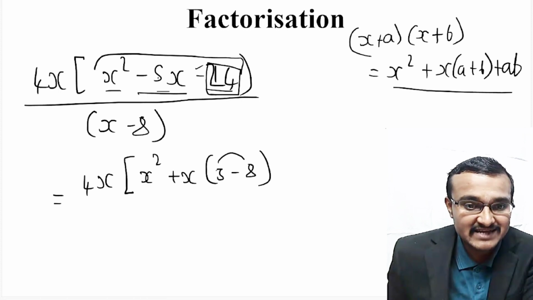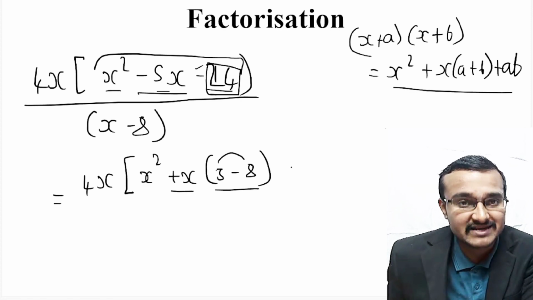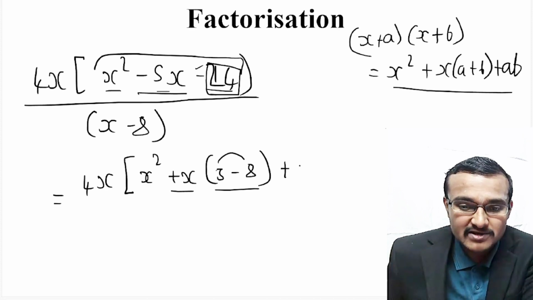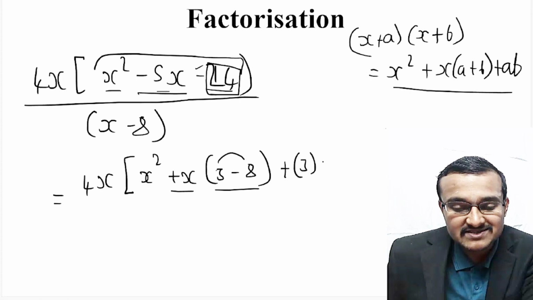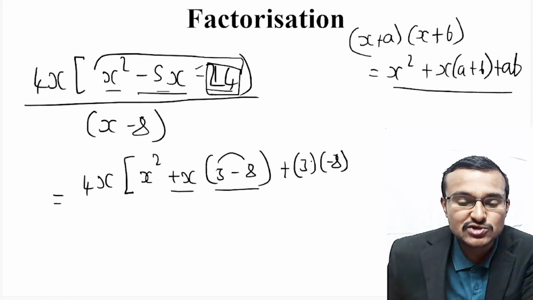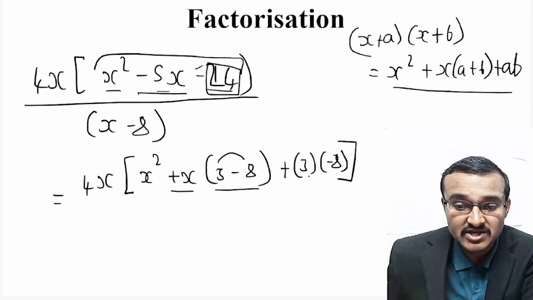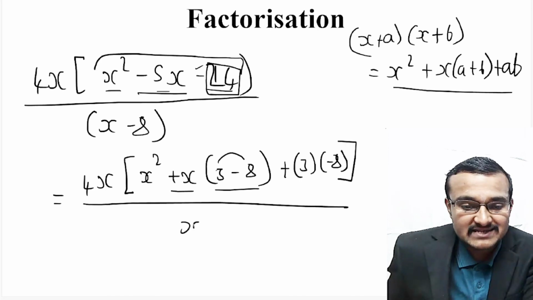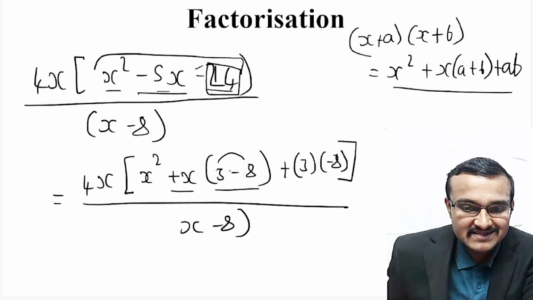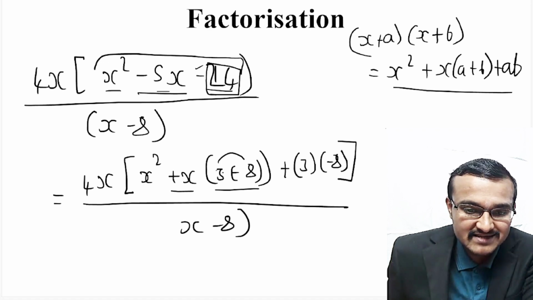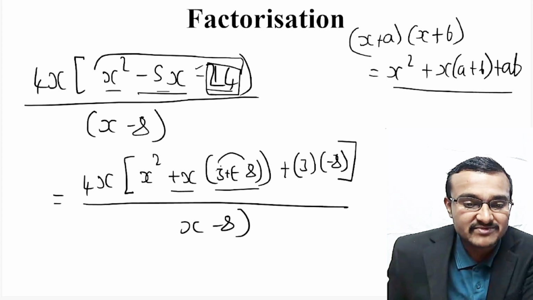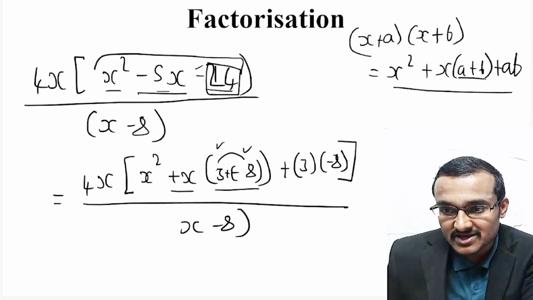So I can write this minus 5 as 3 minus 8, and x will be there as it is. So plus x into 3 minus 8. Minus 24 can be written as 3 into minus 8, because minus 8 into 3 will be minus 24, whatever it is there in this particular algebraic expression. So now divided by x minus 8. Here you can clearly see 3 minus 8 can be written as 3 plus of minus 8. So that means here 3 acts as a, minus 8 acts as b in this particular expression.